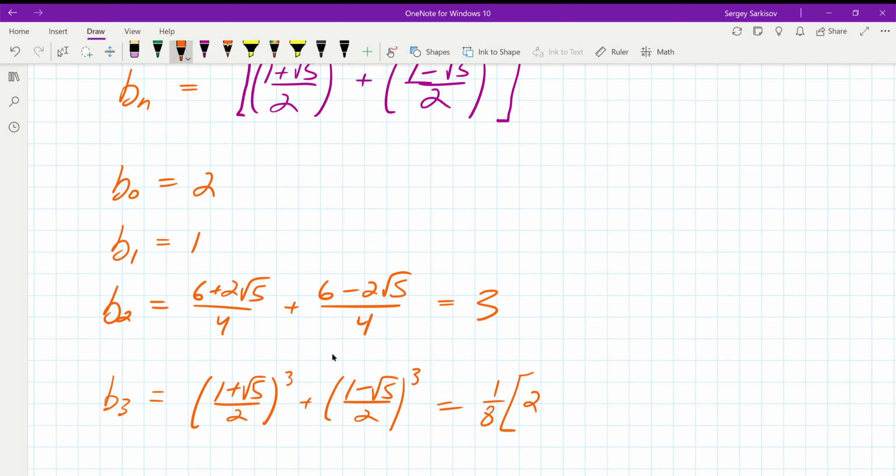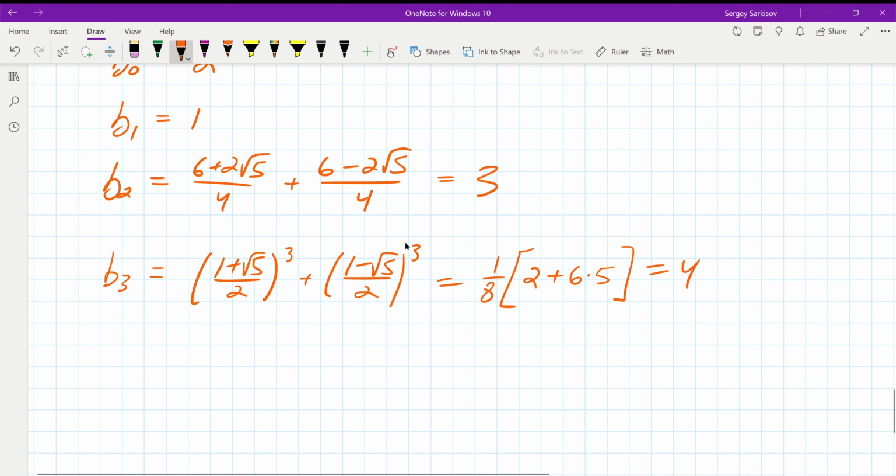I'm just doing the right and left side at the same time. Plus, it's 3, so it's going to be 6 times 5, because it's going to be 5 squared, 3 times, and that's it. The other stuff cancels. What is that? That's equal to 4.